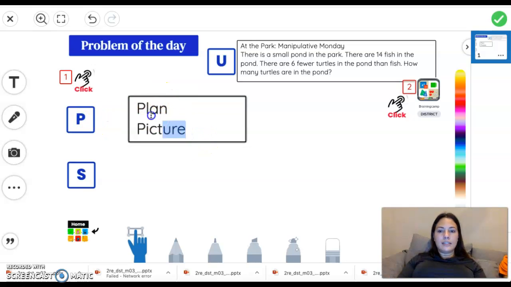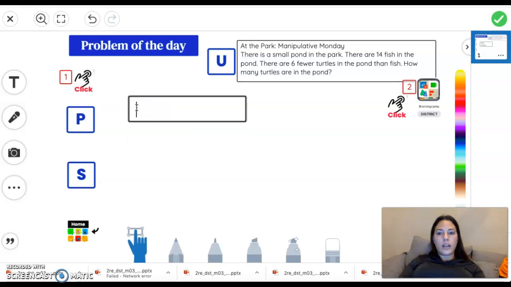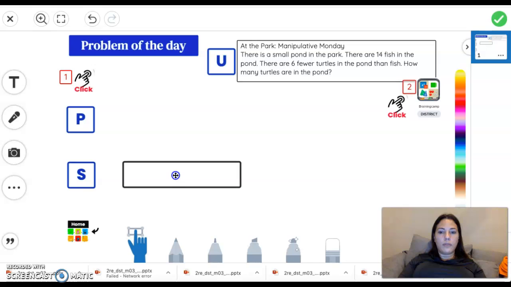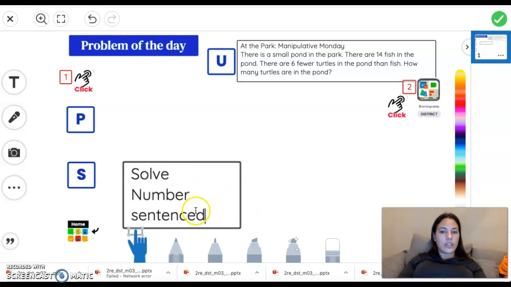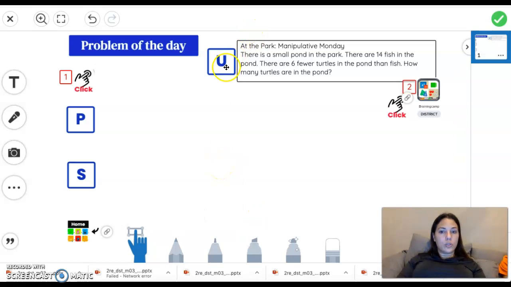And the S is for solve it. Solve it. And you solve it using a number sentence. So solve it using a number sentence. Okay, so that is what we have the S here for. That is what all those initials mean. UPS, and then you check your work. So let's get started with our problem of the day.